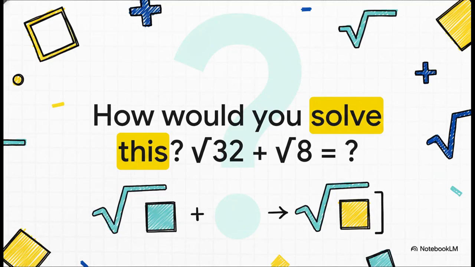Okay, so look at this. The square root of 32 plus the square root of 8. Now, if you're like most people, your brain immediately wants to just add 32 and 8 and say it's the square root of 40, right? Well, nope, doesn't work that way. I know it looks like a total mess, but hang on for just a couple of minutes. I swear you'll be solving this kind of thing in your head.